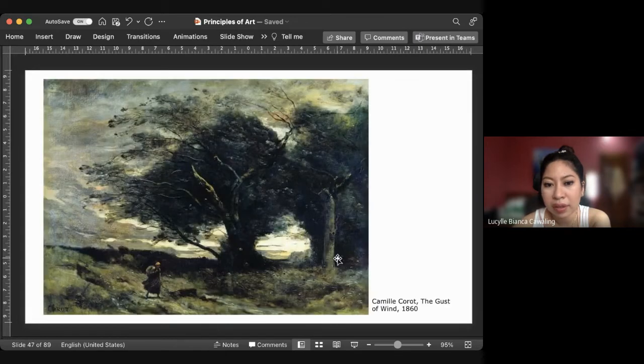And then also this one by Corot, The Gust of Wind. So not only the sea, but also the wind can give a sense of movement. You can see how the leaves are going to the left side and how the wispy paint or lines or shapes could give out a sense of movement. There is also the need to make it more transparent and less opaque to give the sense that it's moving.